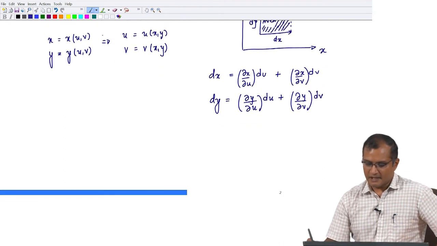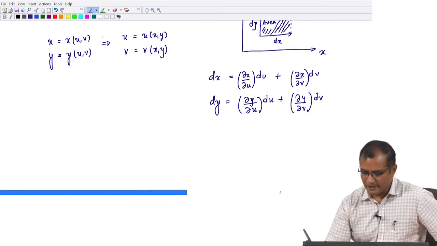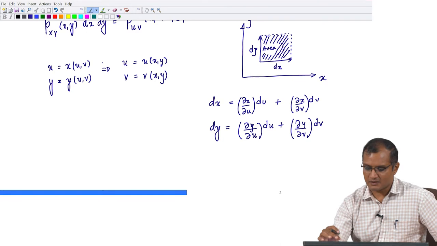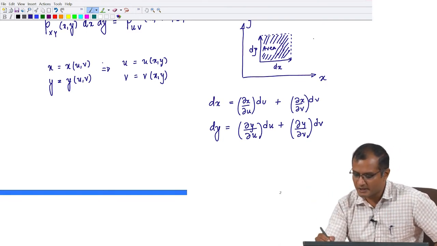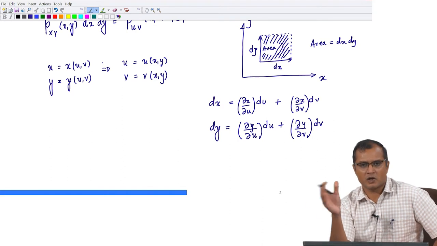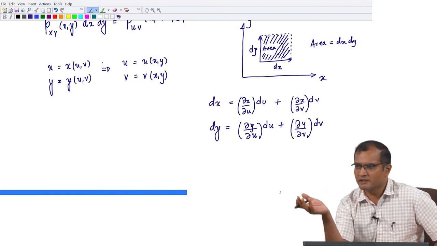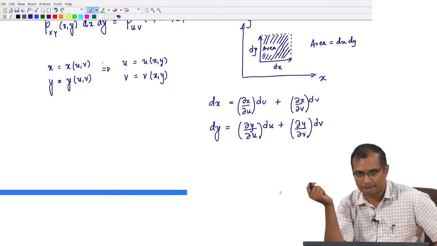So, now you can see that dx and dy were displacements in the xy plane, and that give me this small area element dx dy. So, the area element here is basically dx dy. It is simply obtained by a cross product of dx and dy, but because dx and dy are orthogonal to each other, the cross product is just magnitude dx times dy.